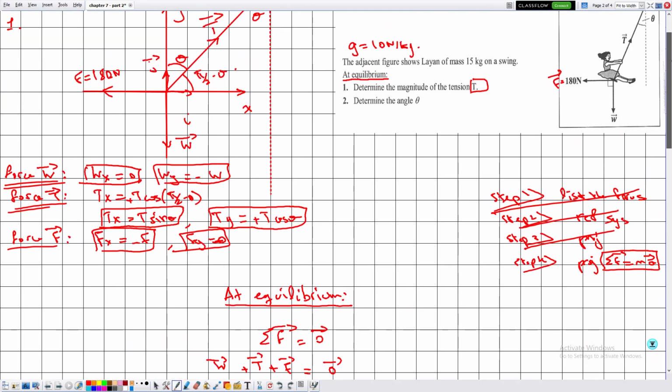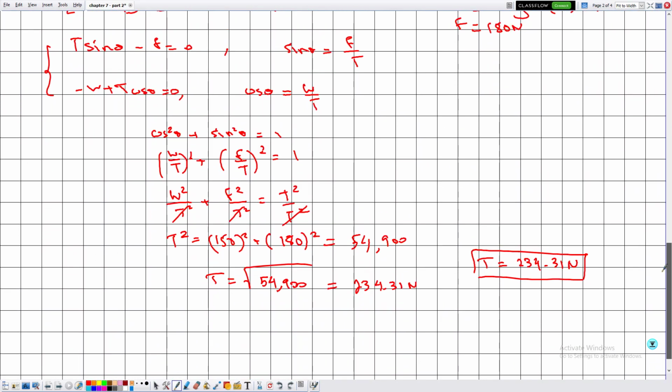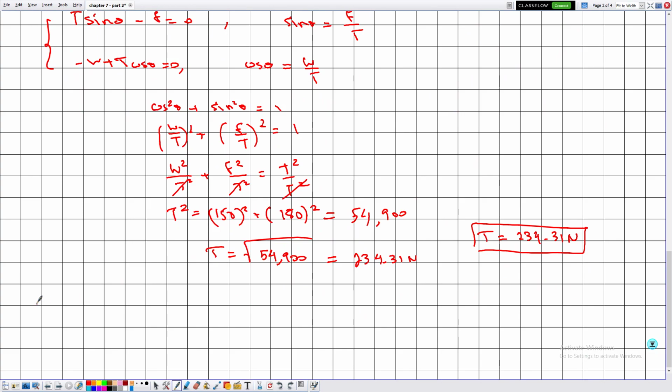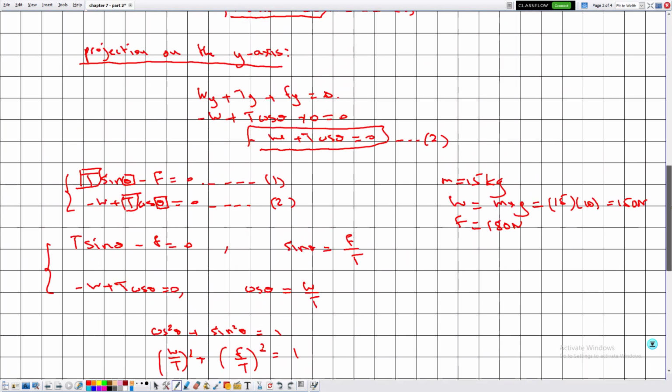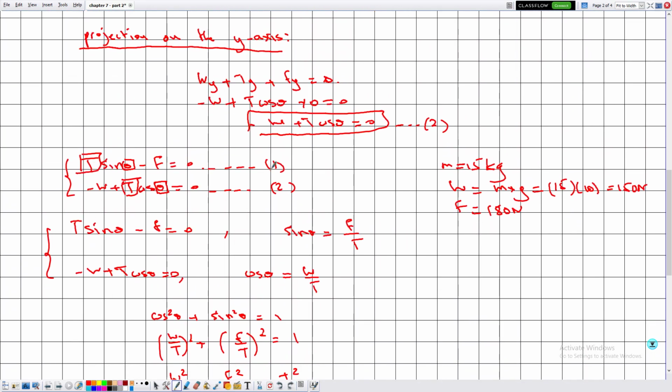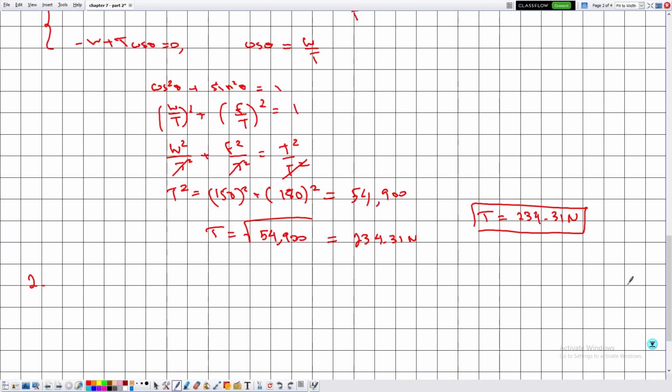Now moreover, in part 2 they are telling me to determine the angle theta. So now we are in part 2. In order to determine the angle theta, we can either refer to equation number 1 or equation number 2. Let's refer to equation number 1, which is T sine theta minus F is equal to 0. Now we know the value of T and we know the value of F, so we can determine the value of sine theta. Sine theta is equal to F divided by T.